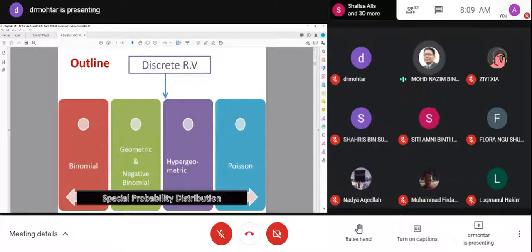So at the end of last session, we saw that the discrete random variables can be represented by these types of probability distributions. It can be binomial, geometric, or negative binomial, hypergeometric, and Poisson.